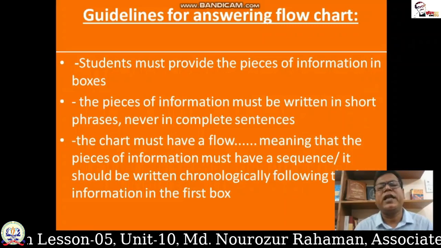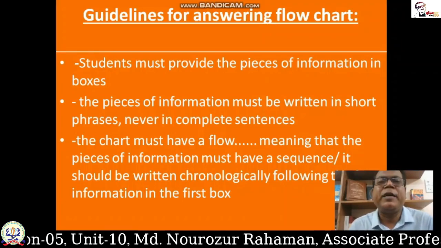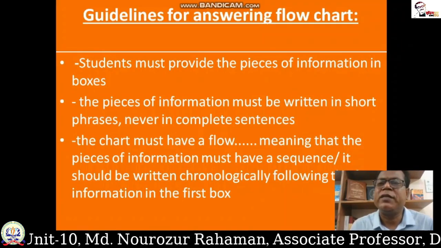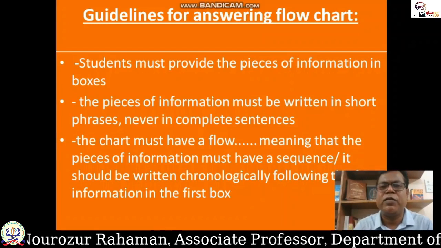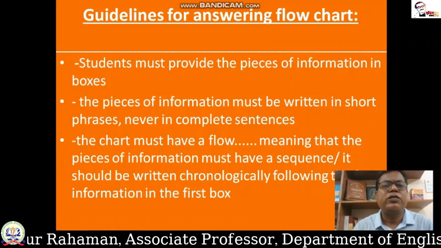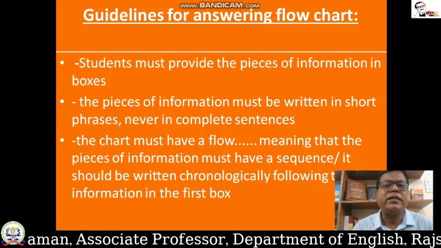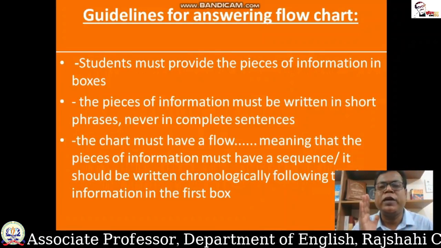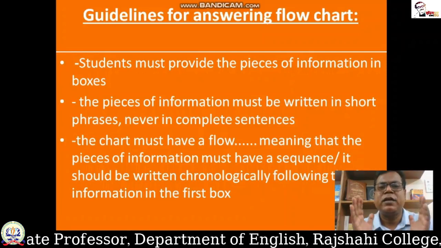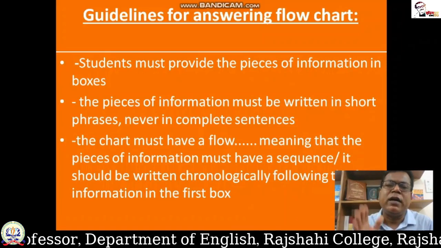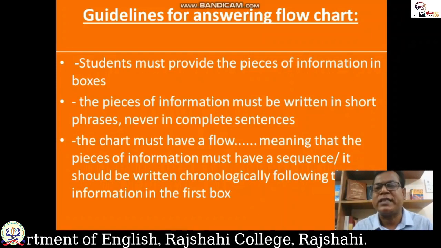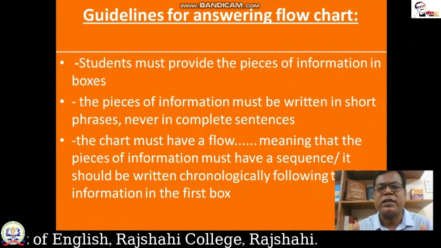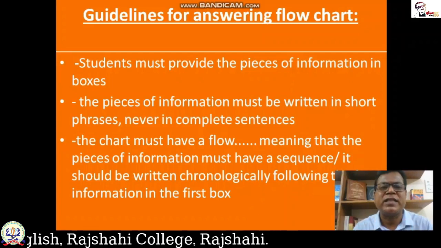Okay, students, now here I have given some guidelines for answering a flowchart. Then we will try to answer a flowchart. So I have written the guidelines. Before you answer a flowchart, you must remember that you have to provide the pieces of information in boxes. You must draw the boxes and write your answers in the boxes.